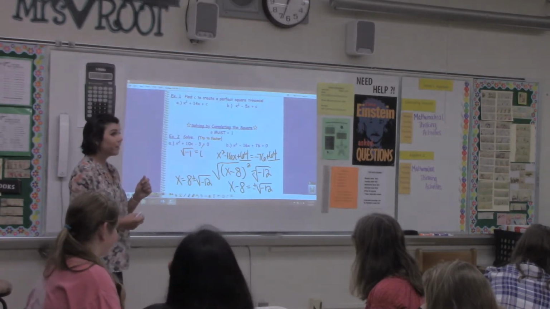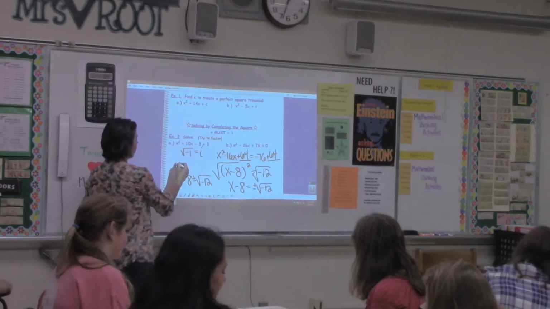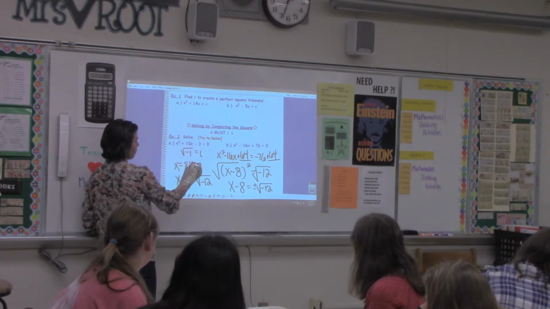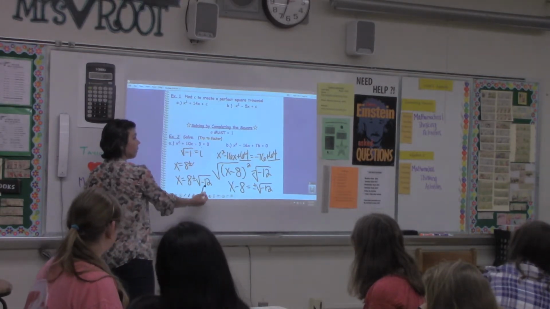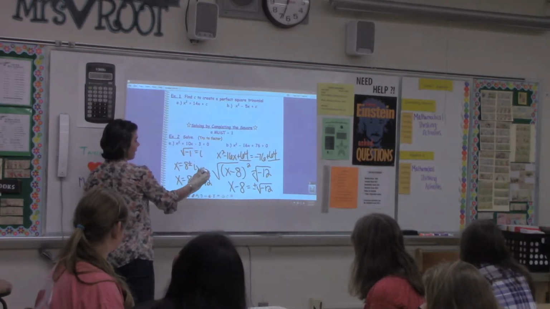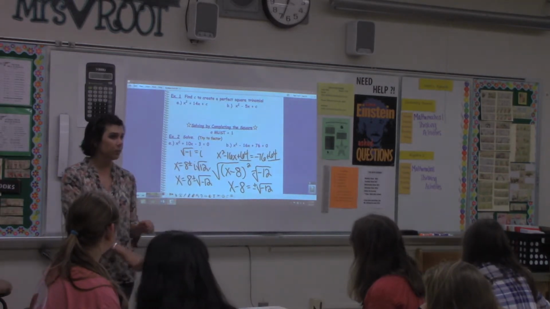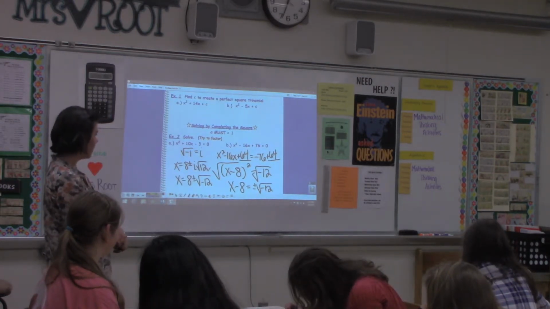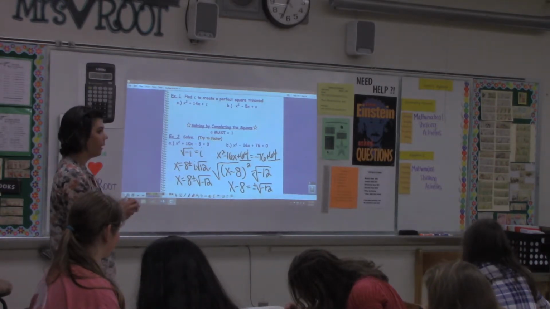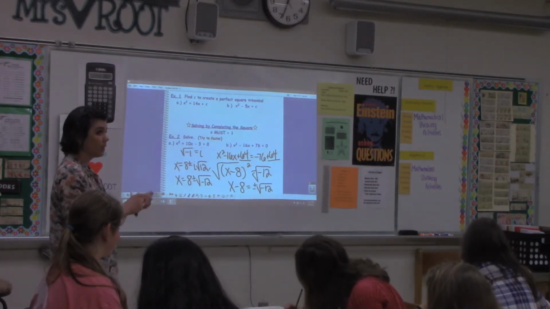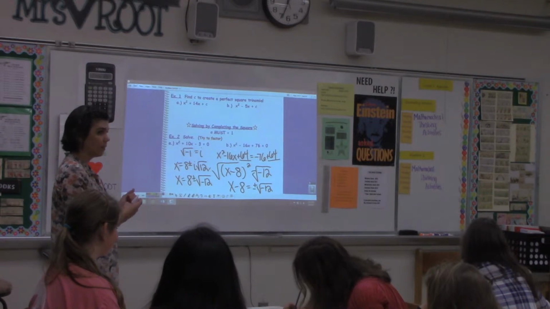So if you really want to get to the final answer of this one here, x is going to equal 8 plus or minus the square root of negative 1, which we're going to write as i, and then the square root of 12. And again, you could simplify the square root of 12, but we're going to keep it pretty basic for right now. Okay, do you guys have any questions on either of these two examples?